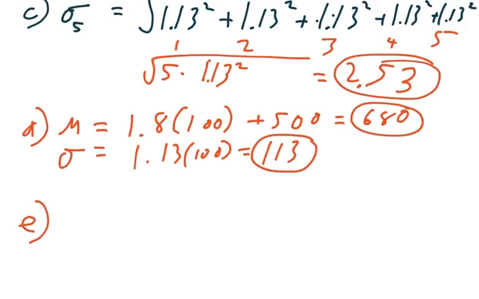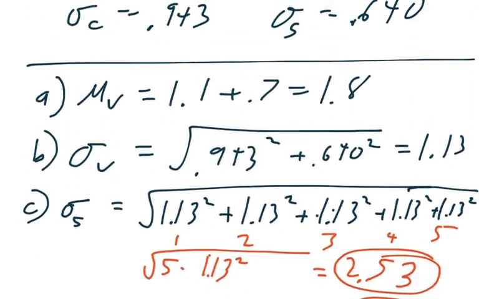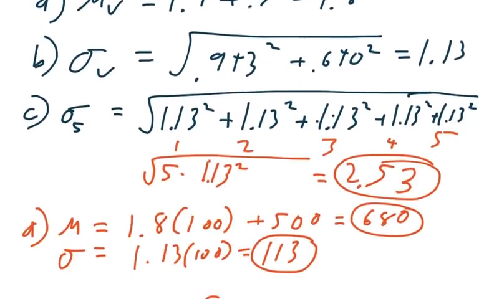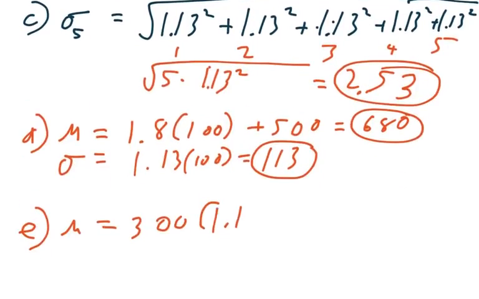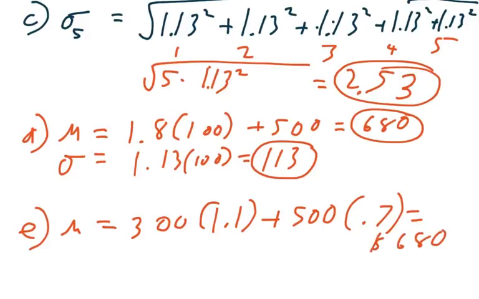Letter E, Linda makes $300 per car and $500 per SUV. How much money can she expect to make in a day? Well, the mean for this one, she makes $300 per car, so we have to go back all the way to the top and see that it was 1.1 for the car, times 300, plus 500 times 0.7 for the SUVs, which gives her $680 again.